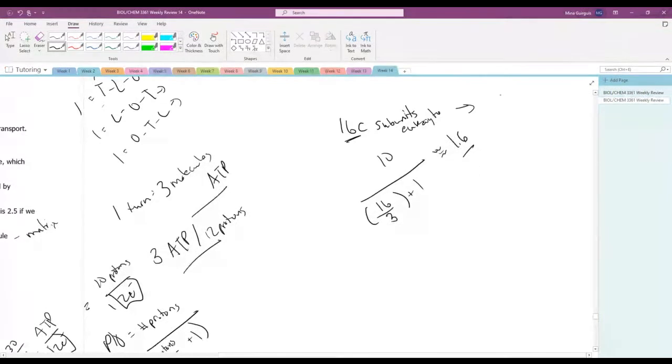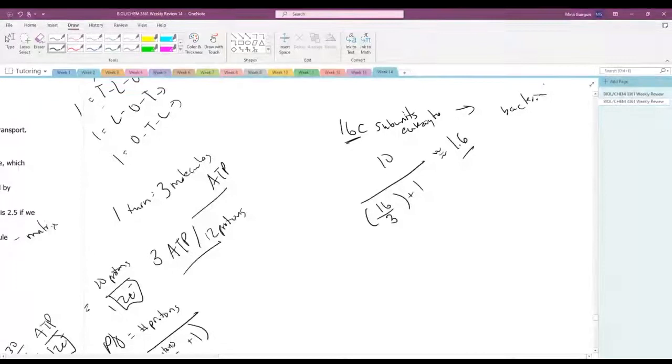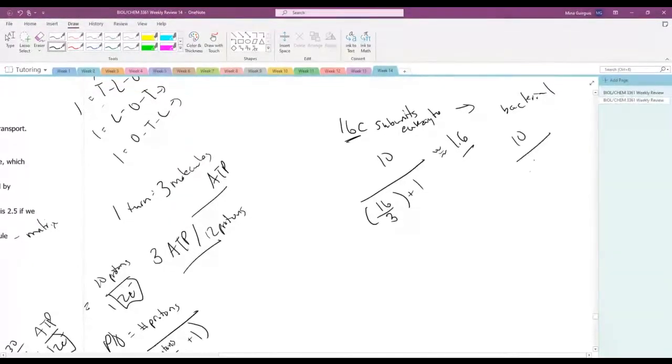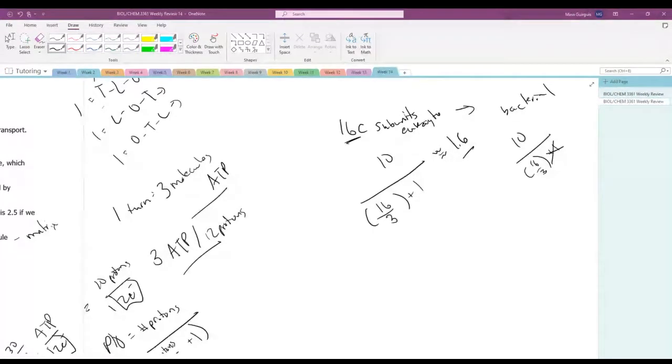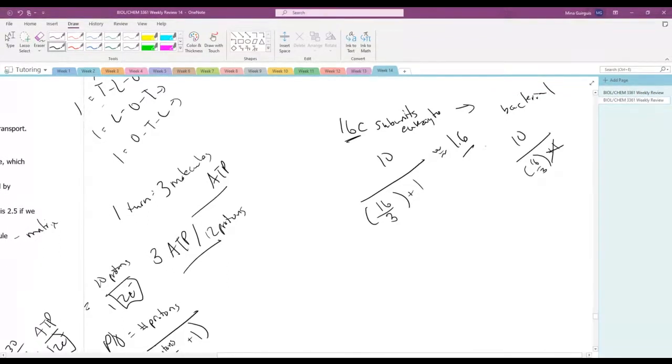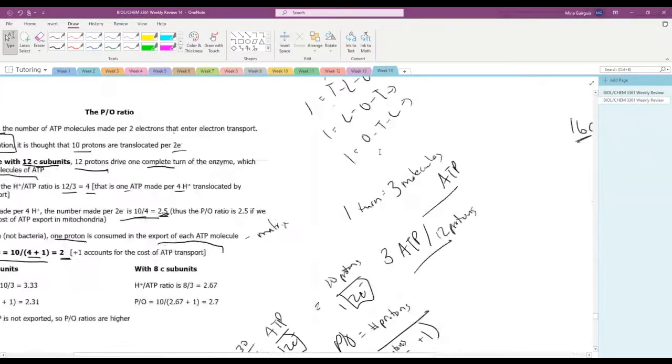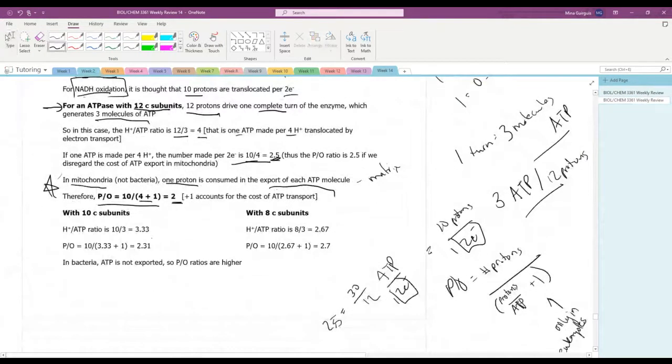Now, what if the same thing were bacteria? Same exact situation, but it's bacterial. Well, we're going to set up the formula the same, 10 over 16 over 3. We are not going to add the 1 because we no longer need that 1 for ATP export. So this number jumps up to almost 1.9. It's 1.88. So now it's a little bit more efficient in bacteria than in eukaryotes. And that's what it says right here: in bacteria, ATP is not exported, so P to O ratios are higher.